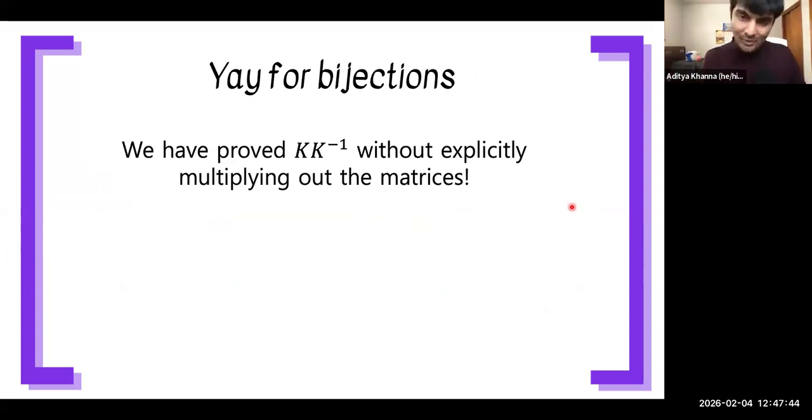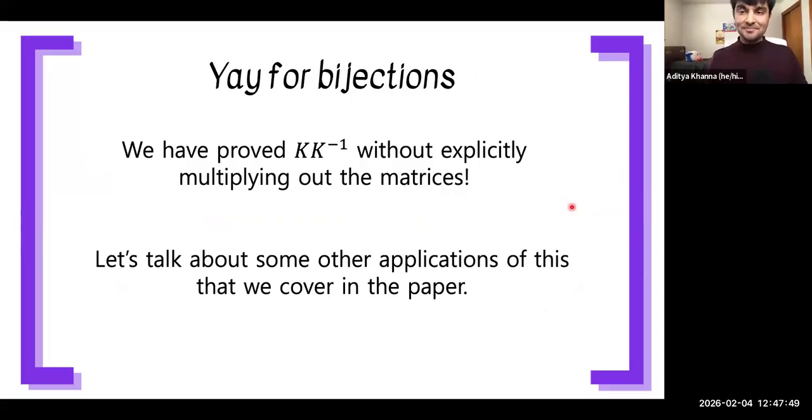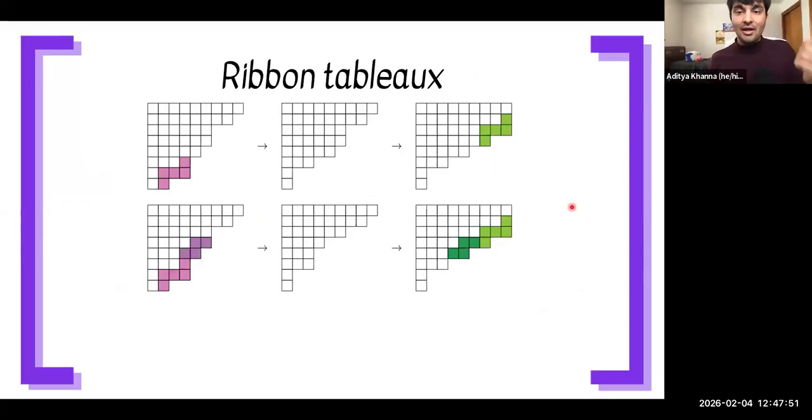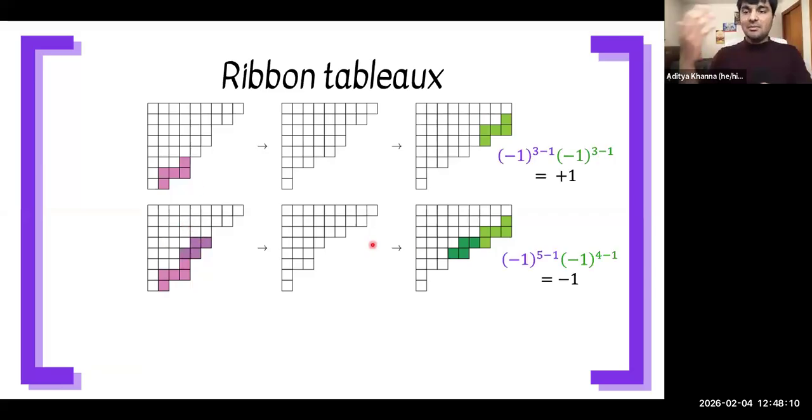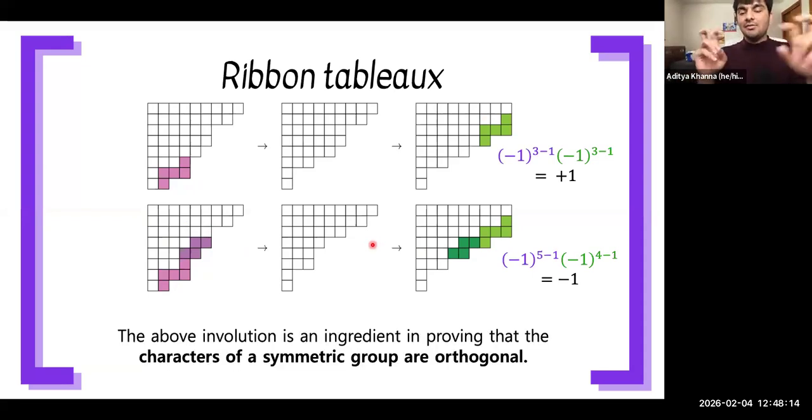Let's see, in the last 2-ish minutes, I will rapid fire go through what else we do in the paper. We look at these things called ribbon tableau, which are basically special ribbon tableau, but the ribbons are not special anymore. If I remove a ribbon and I add a ribbon, that maps to another pair which cancels it out. So this is -1 plus 1. Same idea, this gives you 0. This proves that the characters of a symmetric group are orthogonal, if you care about that.